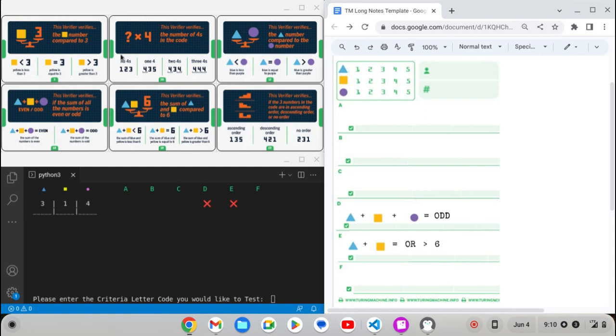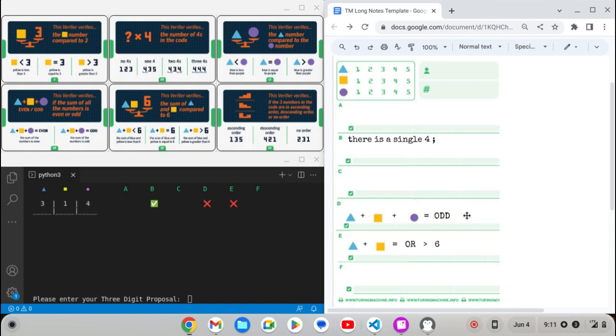So I'm going to query criteria card B, especially since I do have a single 4. So let's go ahead and test B. Okay, so I think our risk paid off. So this does mean that for criteria card B, there is at least a single even. Sorry, I apologize, a single 4. So there is a single 4.